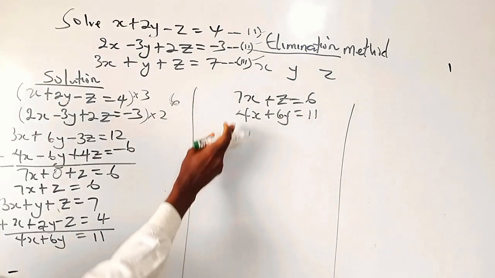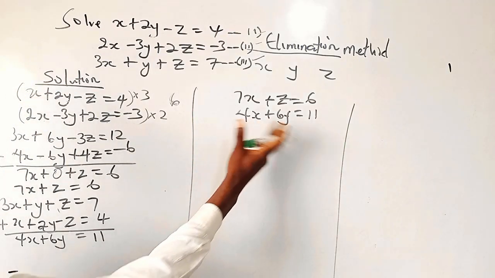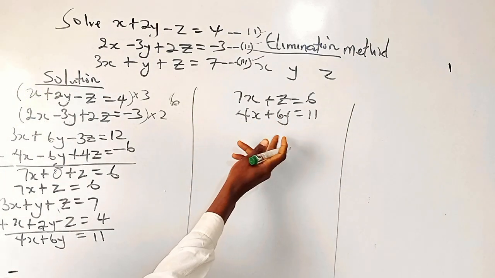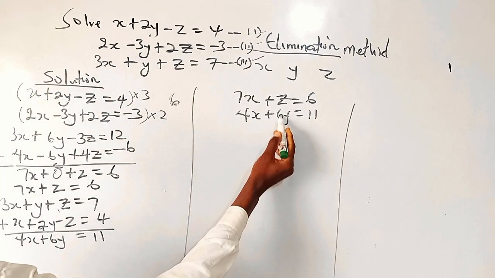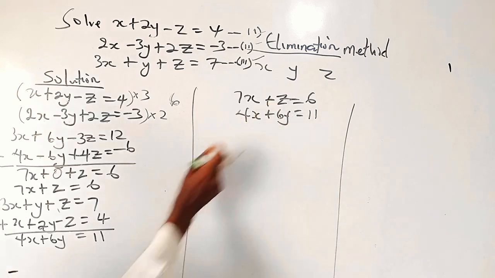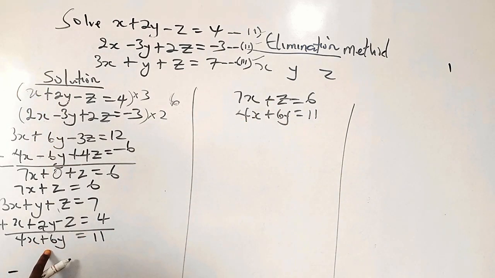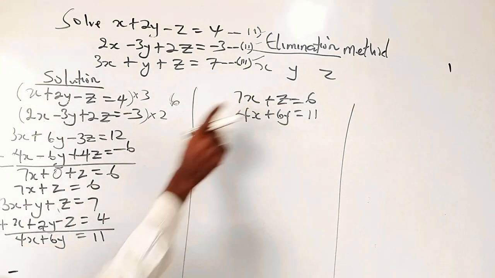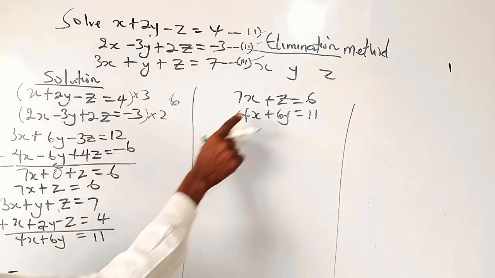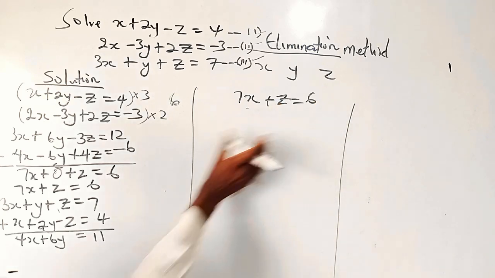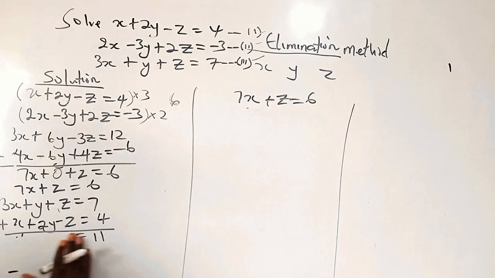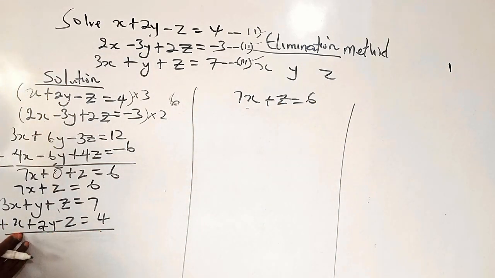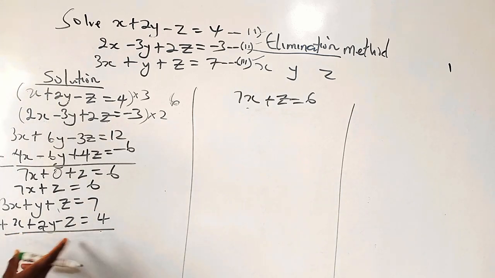Since I've gotten this, I can now combine this with the previous result. I'll solve simultaneously again. So how do I do that? Let us start with this 4x plus 6y, but in my previous answer I have x and z. So I have to work with x and z as well. That means I have to eliminate y.